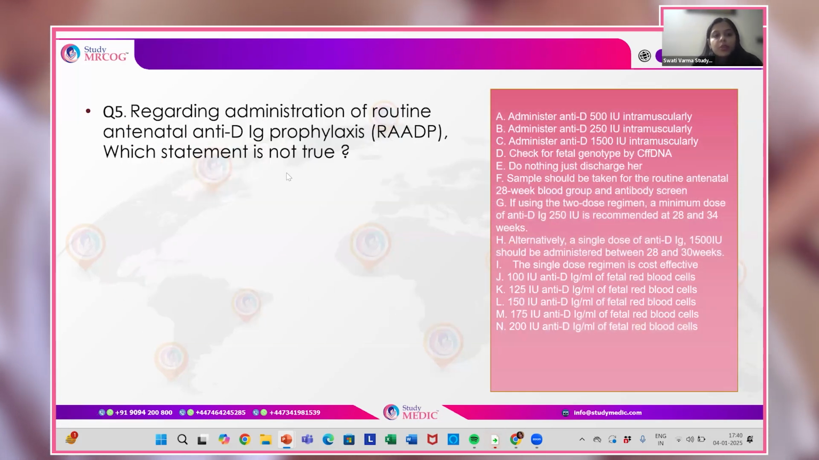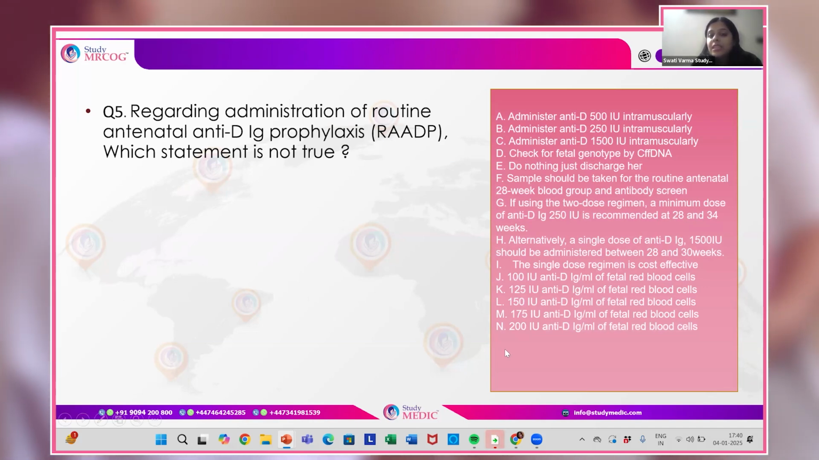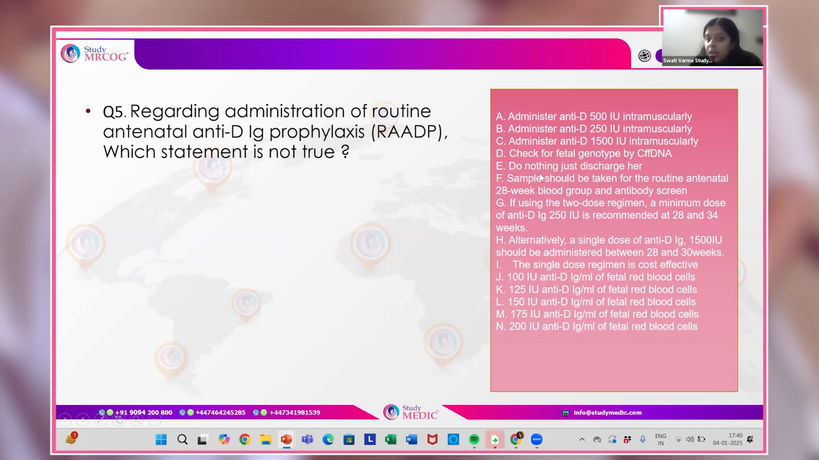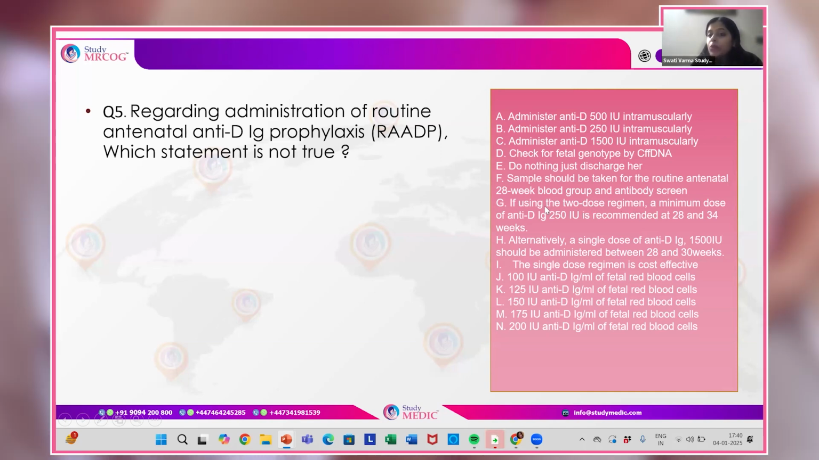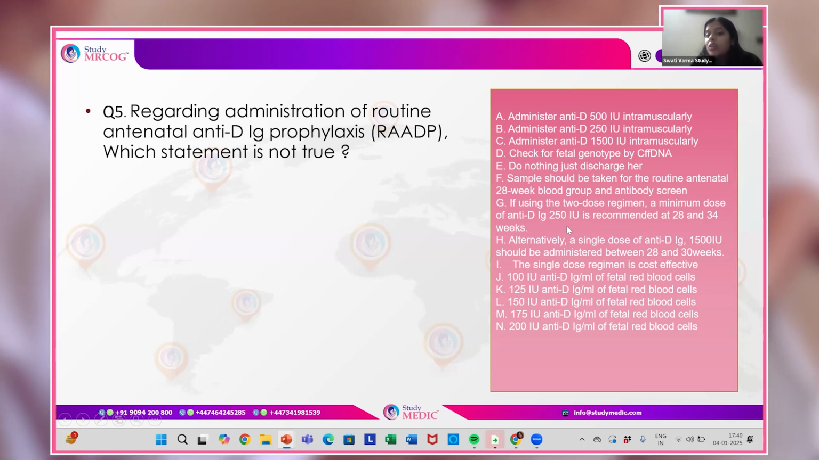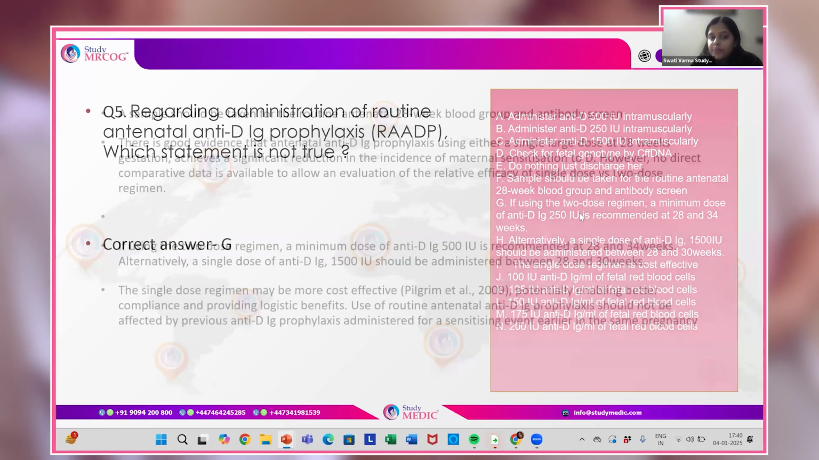Now next EMQ regarding administration of routine antenatal anti-D prophylaxis, which statement is not true? So here sample should be taken for routine antenatal 28 week. It is true. If using 2-dose regimen, minimum dose of anti-D 250 is recommended at 28 and 34 weeks. This option seems to be false because 500 unit is recommended at 28 and 34 weeks if we are using 2-dose regime. So option G is false.